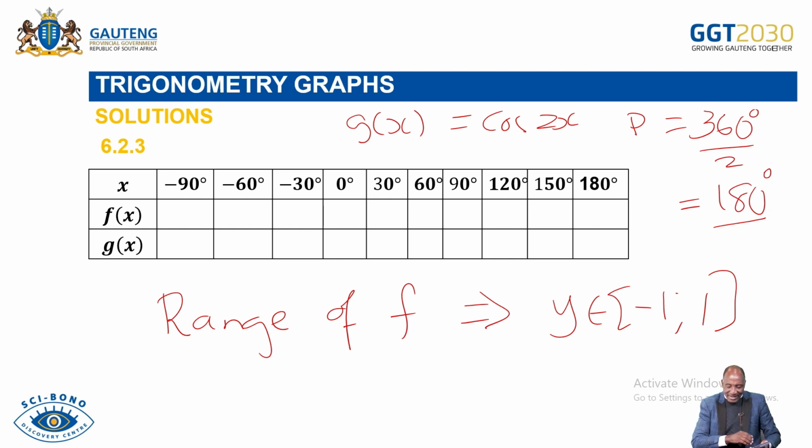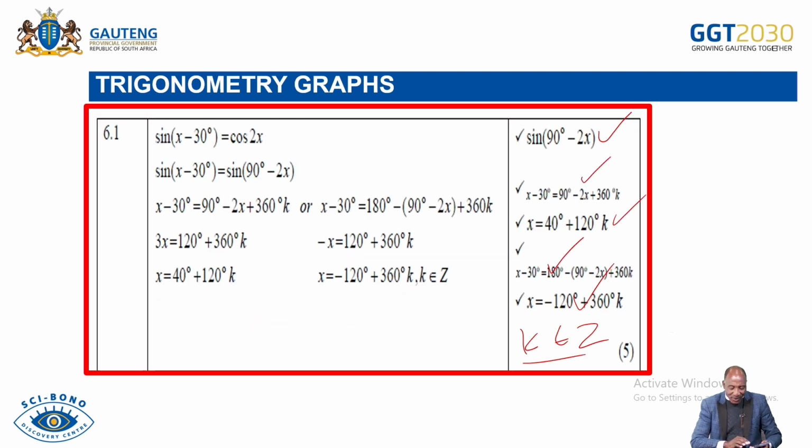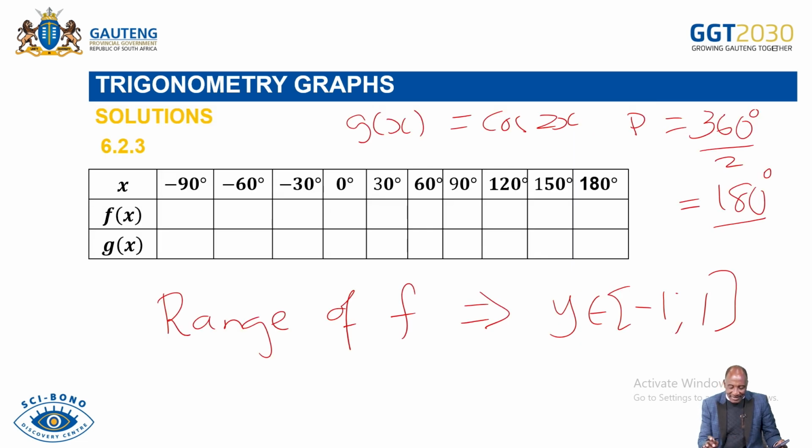So we take our calculators. The first function is f(x) equals sine x minus 30 degrees. You must punch in the correct things. So we're going to press sine, then alpha x, degrees, minus 30 degrees. Then you enter from -90 up to 180 degrees. Our step is 30 degrees. Then you proceed and obtain your corresponding values of y, and then we complete the table.